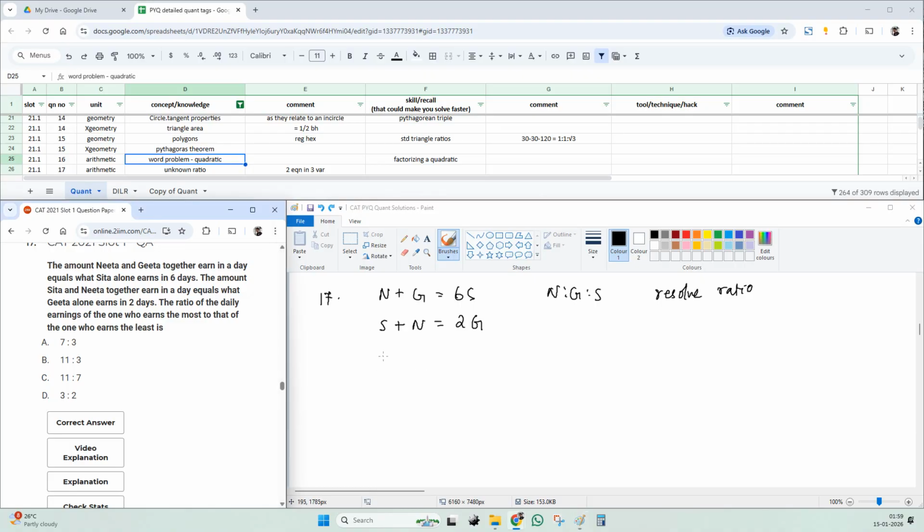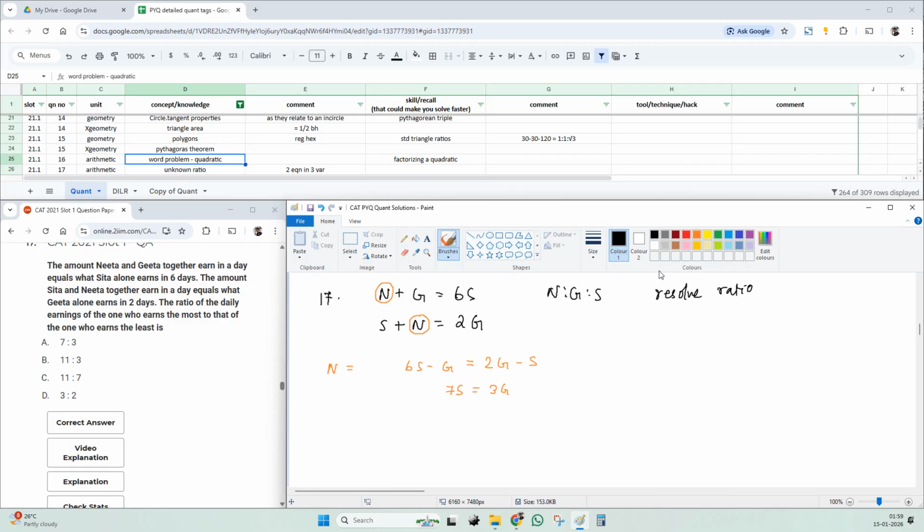Now, how do you go about doing this? There are many ways of doing this. Based on the actual coefficients involved, I would say the easiest thing is to make n the subject in both equations. So you have n is equal to 6s minus g from the first equation, but is also equal to 2g minus s from the second equation. Let's isolate the g's and the s's. You get 3g on the one side and you get 7s on the other side.